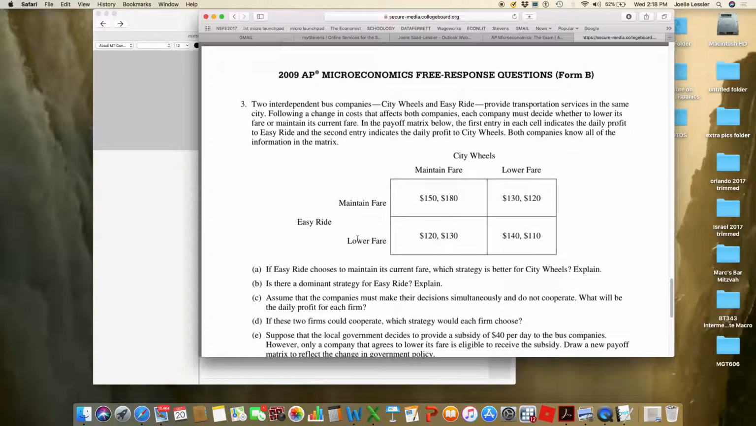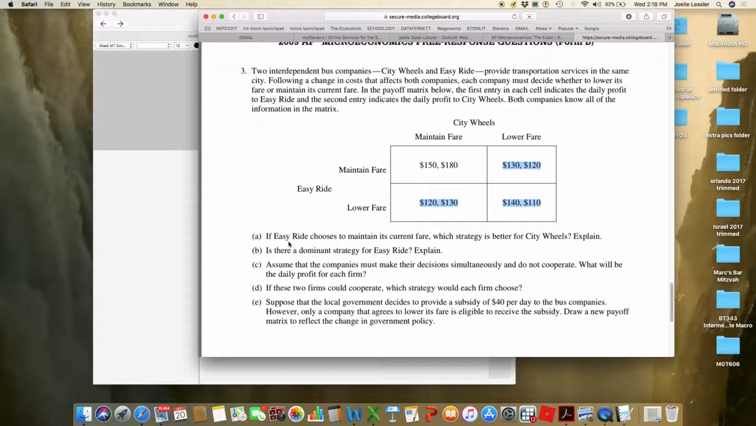Okay? Suppose that the local government decides to provide a subsidy of $40 a day, okay, to the bus companies. However, only a company that agrees to lower its fare is eligible to receive the subsidy. Draw a new payoff matrix to reflect the change in government policy. So in this case, we're going to change the payoffs to say that the government gives you $40. A subsidy is money from the government. They give you $40 if you lower your fare.